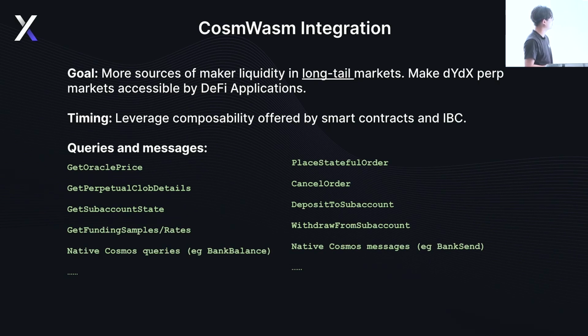So these are the example queries and messages that a smart contract will have access to. This is actively in development, so things might change, but on a higher level, you will be able to get the oracle price, get the perpetual details, get sub-account state, get funding samples, basically anything that is committed on chain. And then you'll be able to place short-term orders, cancel orders, deposit to a sub-account, and whatnot.